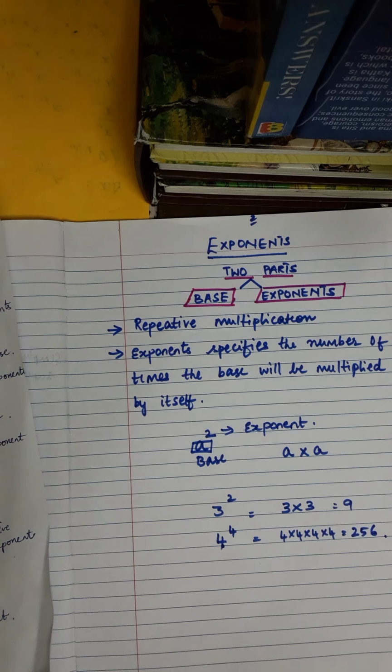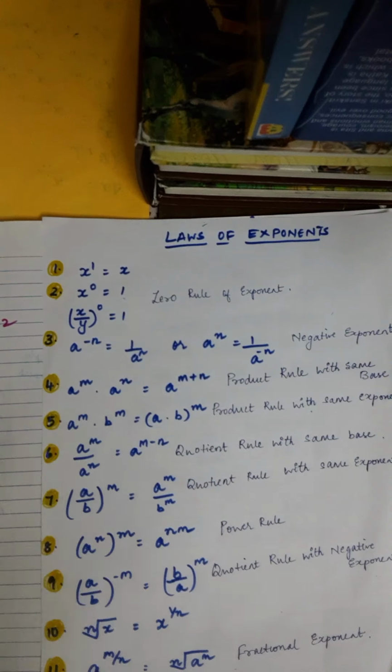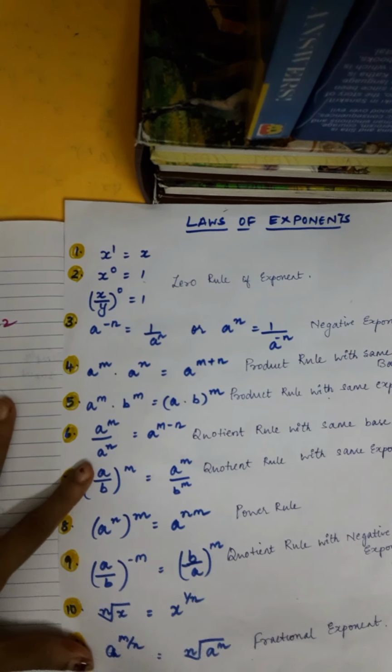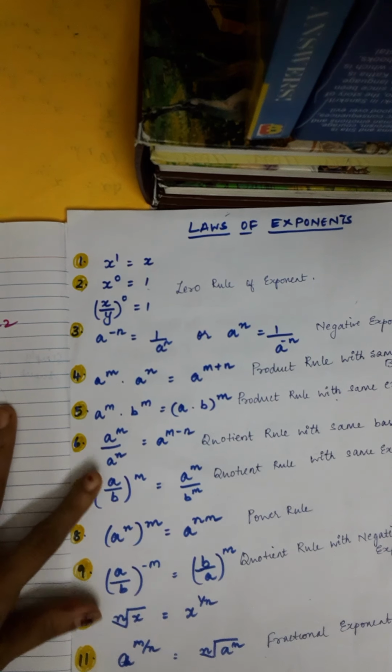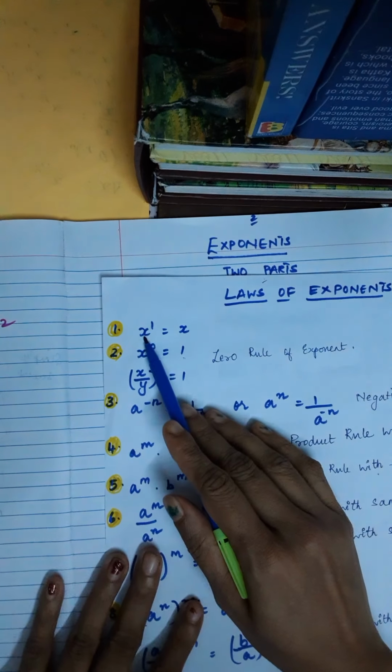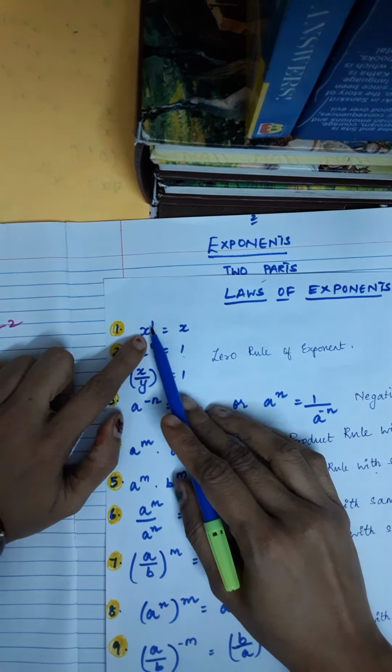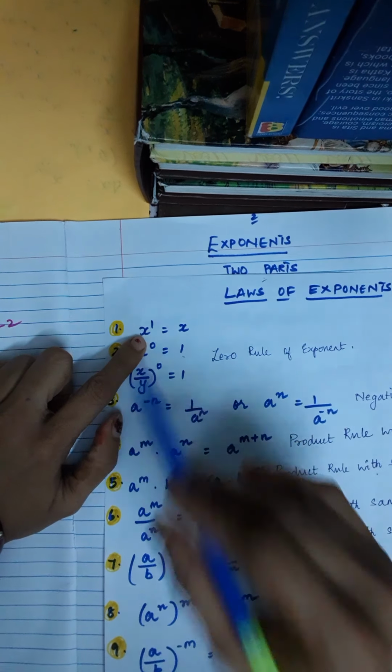There are certain rules or laws to be followed when solving exponent problems. I've written almost everything, I guess. I've written 11 laws, so let's see them one by one. This is called my base, and this one is called my exponent.